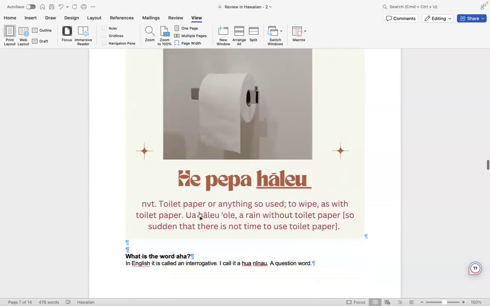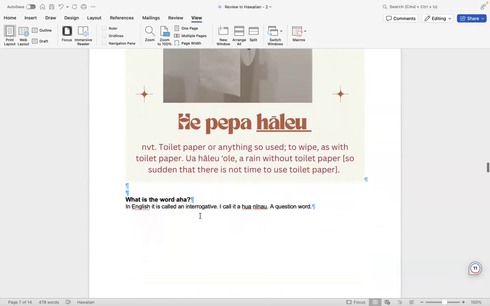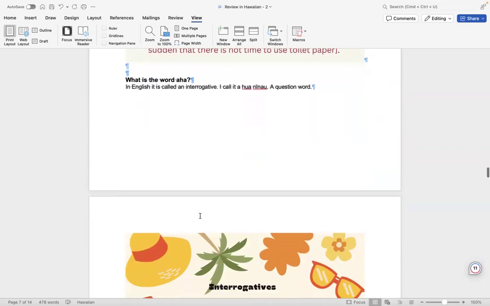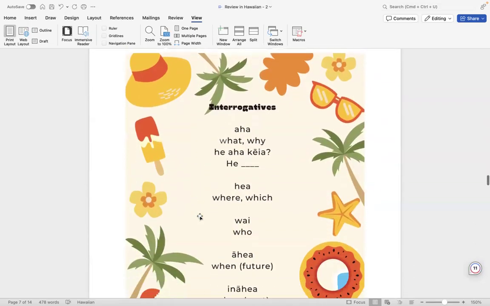And there is the description of it. So let's go back to this. What is the word aha? In English, it is called an interrogative. I call it a hua ni nao, a question word. And I made up this fun little graphic from Canva with a list of the interrogatives. Aha, what, why, and we have done the first one. We understand that now. He aha kēia.